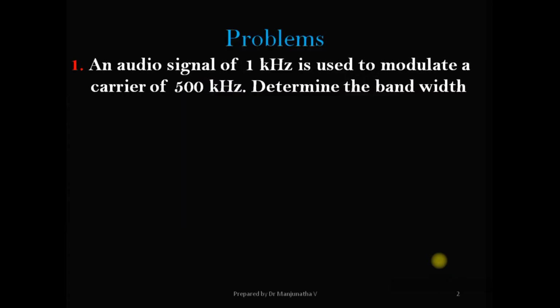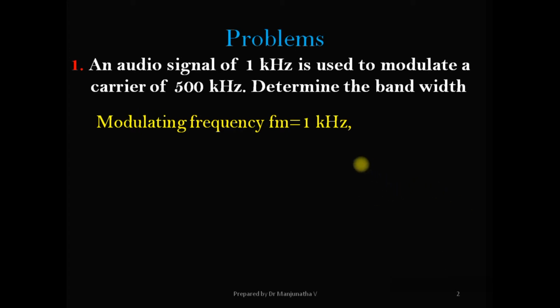An audio signal of 1 kHz is used to modulate a carrier of 500 kHz. Determine the bandwidth. Here, the data given is audio signal, that is modulating frequency, 1 kHz, and the carrier frequency is 500 kHz. And we need to calculate the bandwidth.